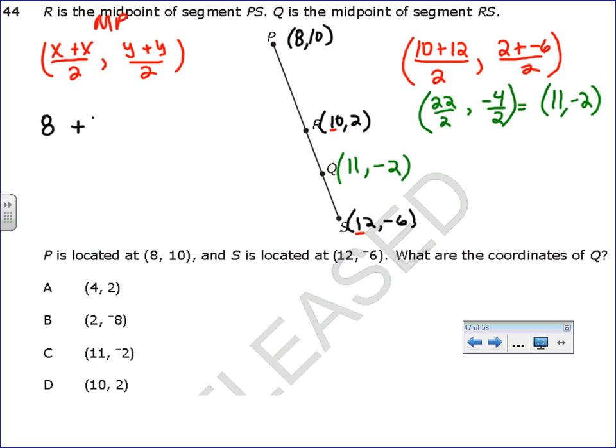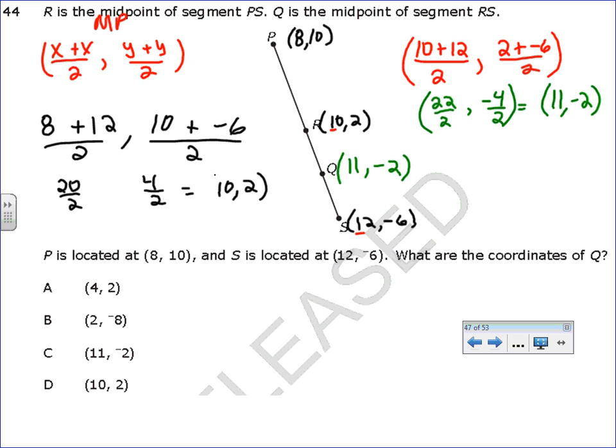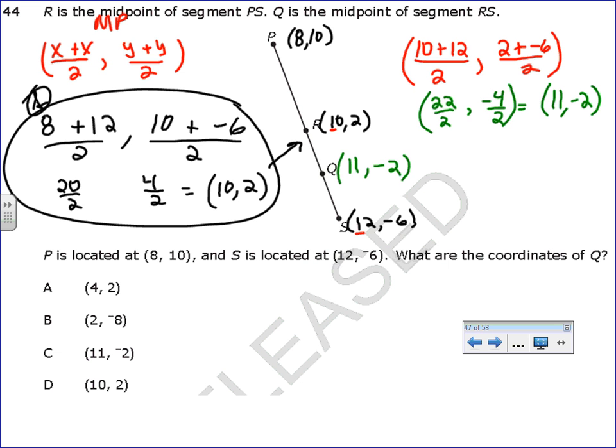I should have said 8 plus 12 over 2, and then 10 plus negative 6 over 2, which would give me 20 over 2, and 4 over 2, which is 10 comma 2. That's how I got R. If you're confused, you can come ask me. When they gave me P and S, I found the midpoint. They gave me R, and then I needed to find the midpoint of this part to find Q. So you had to use the midpoint formula twice. So the answer is C.